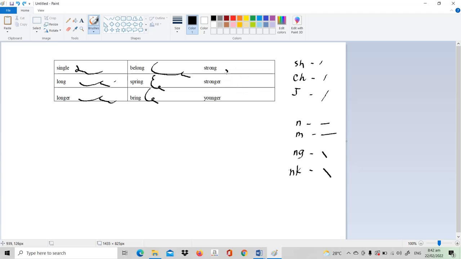Next, we have strong. S-T-R-O-N-G. Ulit. S-T-R-O-N-G. Stronger. S-T-R-O-N-G-R. Ulit. S-T-R-O-N-G-R. Okay?